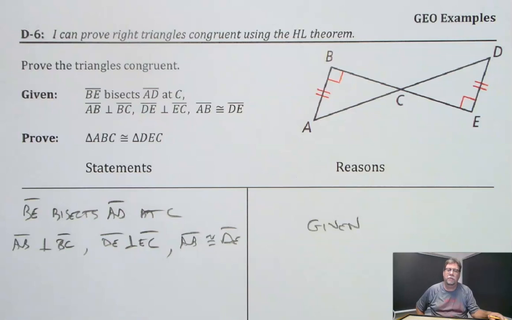As we work our way through this unit on triangle congruence, we are now at the point where we're giving you some examples, doing a proof here on proving that two right triangles are congruent, and we'll be using the HL theorem to do that.